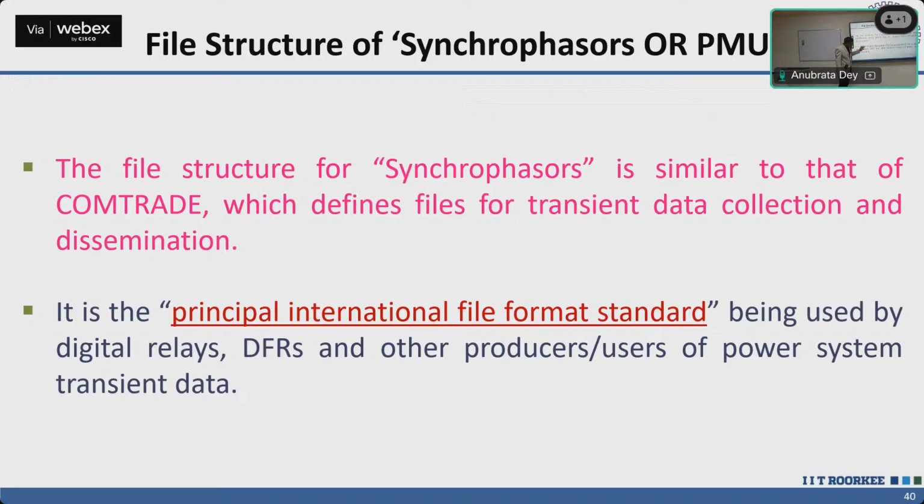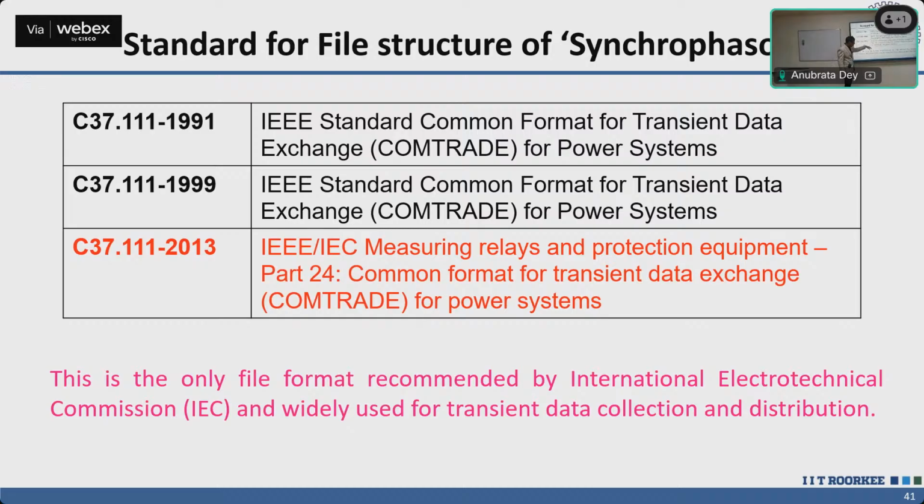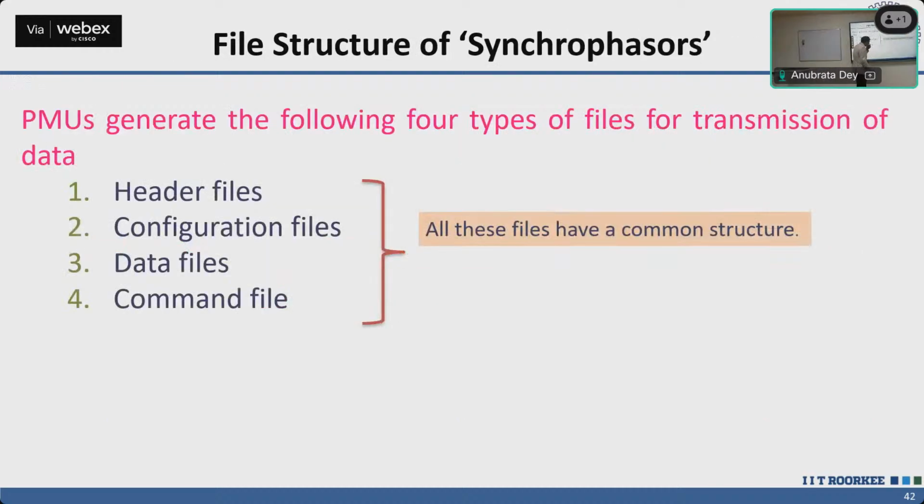This is the file format, and if you look at this format, there is also a history. Earlier, this C37 was initially given in 1991. Then later in 99 it was amended, and then again in 2013 it was amended, and this file format is now adopted by 60255, the latest version.